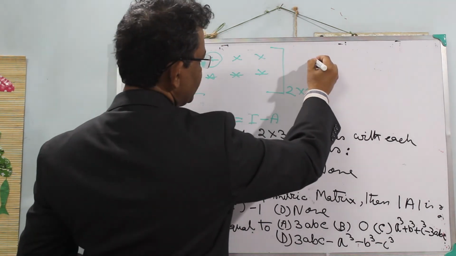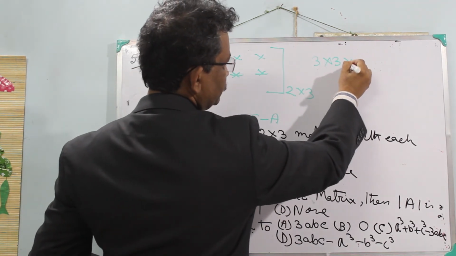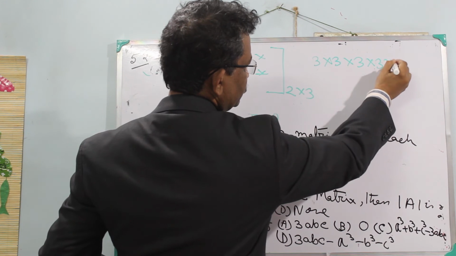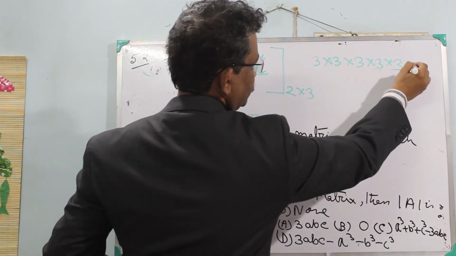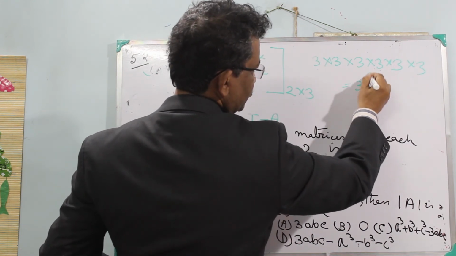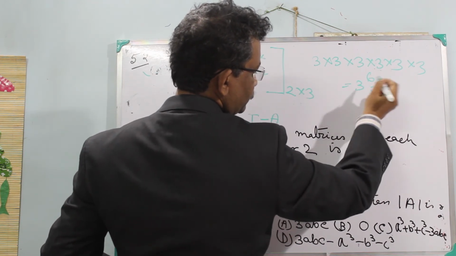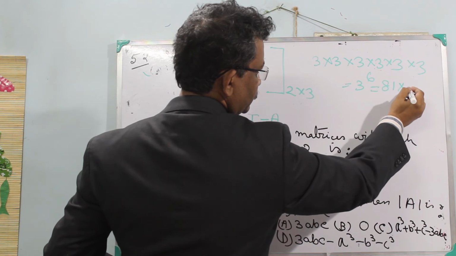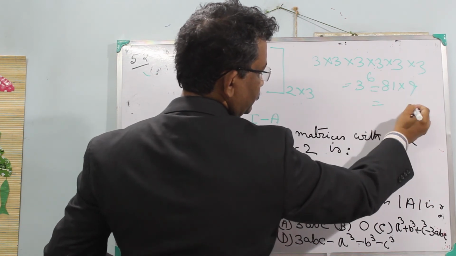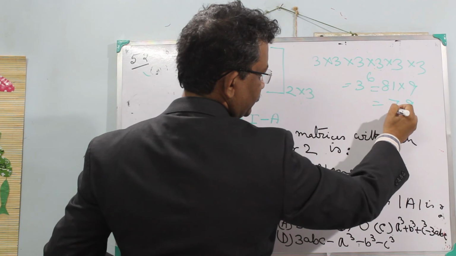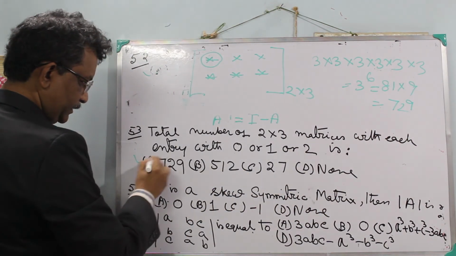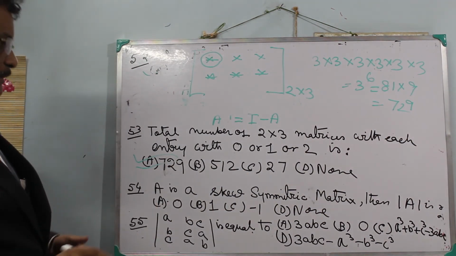So total number of ways is 3 into 3 into 3 into 3 into 3 into 3. That means 3 to the power 6. 3 to the power 4 is 81, 81 into 9 equal to 729. So 729 is the correct answer.